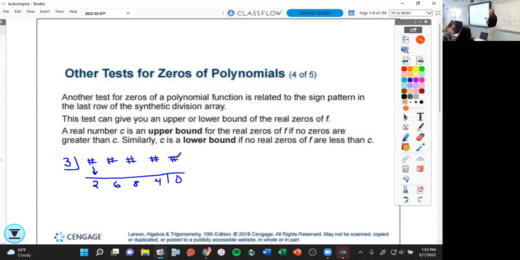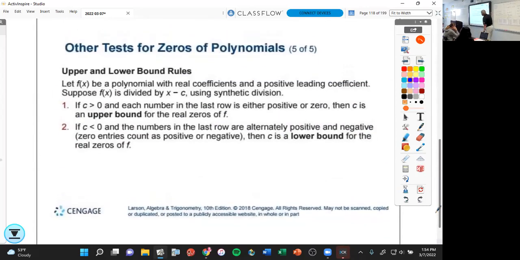Well, how can I tell that? Well, I have the remainder 0. Let's go to the next slide here. If c is greater than 0, and each number in the last row is either positive or 0, then c is an upper bound of the real zeros. So for the example I just gave you, 3 is a solution to that polynomial. 3 is the biggest number that's a solution.